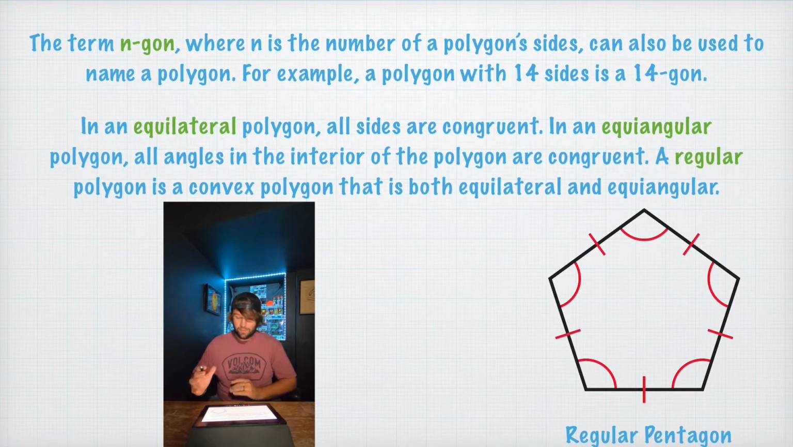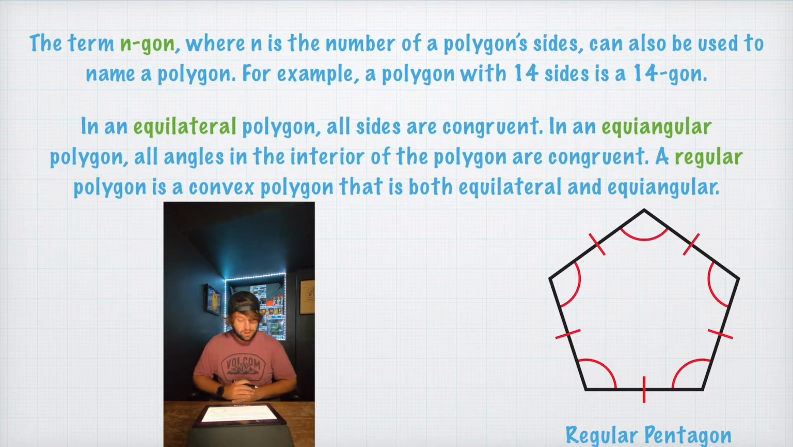So now we're going to learn about equilateral and equiangular triangles, okay? Or not triangles, polygons, sorry. In an equilateral polygon, all sides are congruent. So all the sides are going to be the same. Like this here, each of them have one hash mark, meaning all the sides are the same.